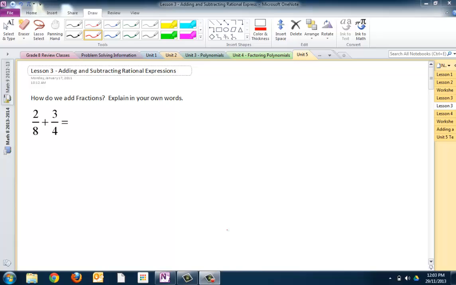Today we're going to be doing adding and subtracting, and in order to help us with that, I want to take a look at what we do with regular fractions and pull from that things that will be helpful when we're dealing with rational expressions.